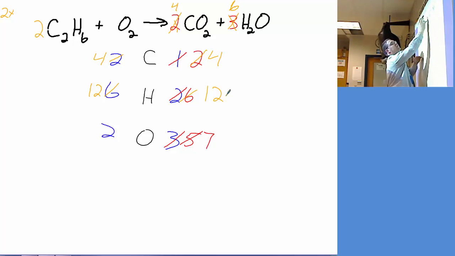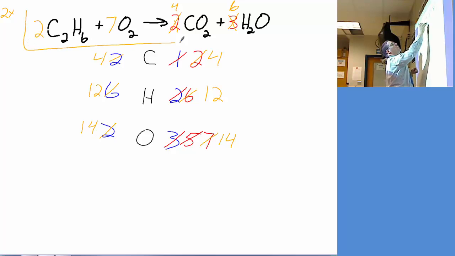Now we look at our oxygens, we have to update that as well. 4 times 2 is 8, plus another 6 gives you 14. There's your even number, which will work very nicely with diatomic oxygen. So use 7 for your coefficient, which gives you 14. And now all your elements are balanced, so your balanced equation would have coefficients of 2, 7, 4, and 6.